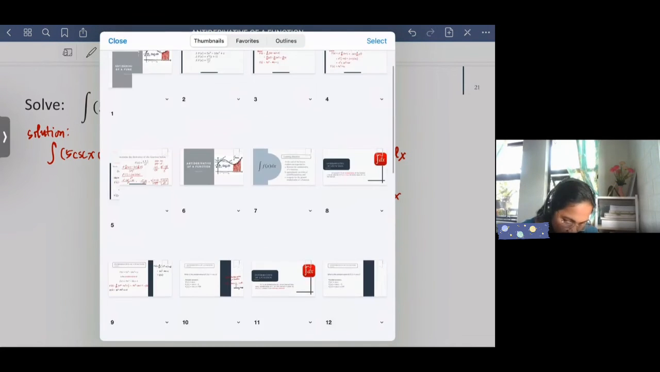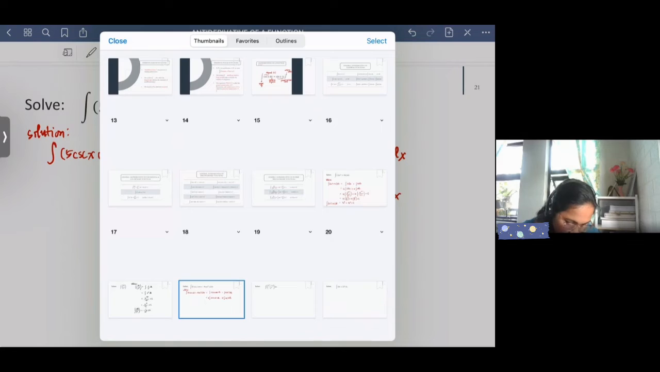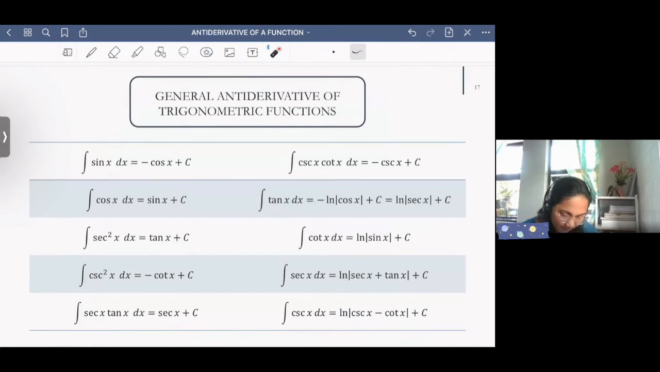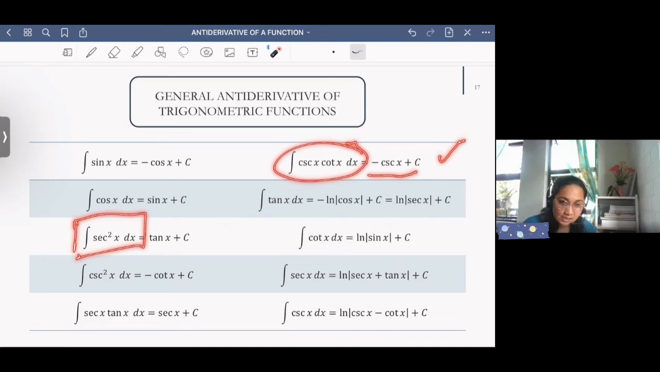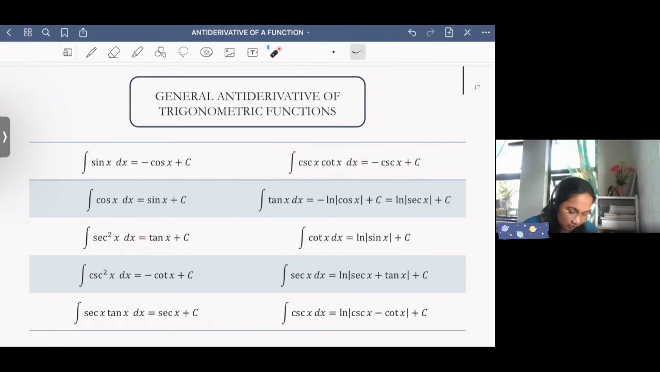So, let's go to maybe trigonometric functions. Right? So, hanapin natin dito yung particular formula or rule that we can use. So, we're looking for cosecant x cotangent x dx. So, as you can see, we have one, and that will be negative cosecant x plus c. Alright, so we're done with the first term. Second term is about secant squared x, and we have also one here. And the integral of secant squared x dx is equal to tangent x plus c.